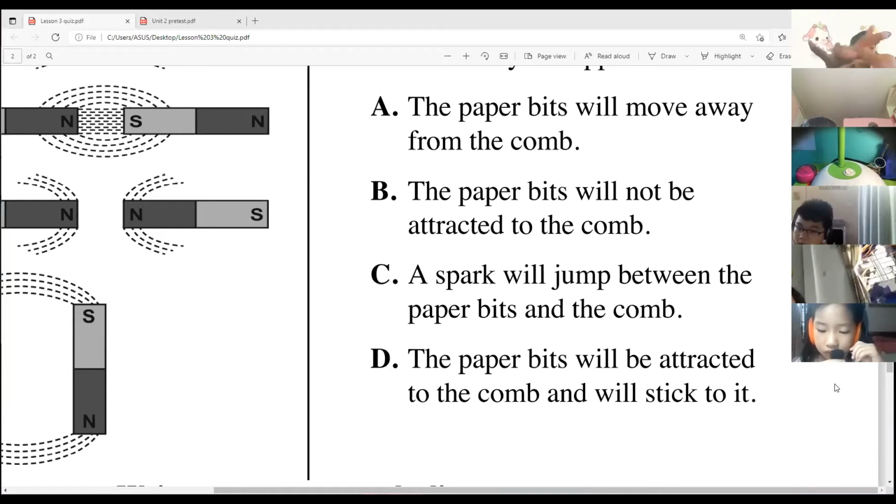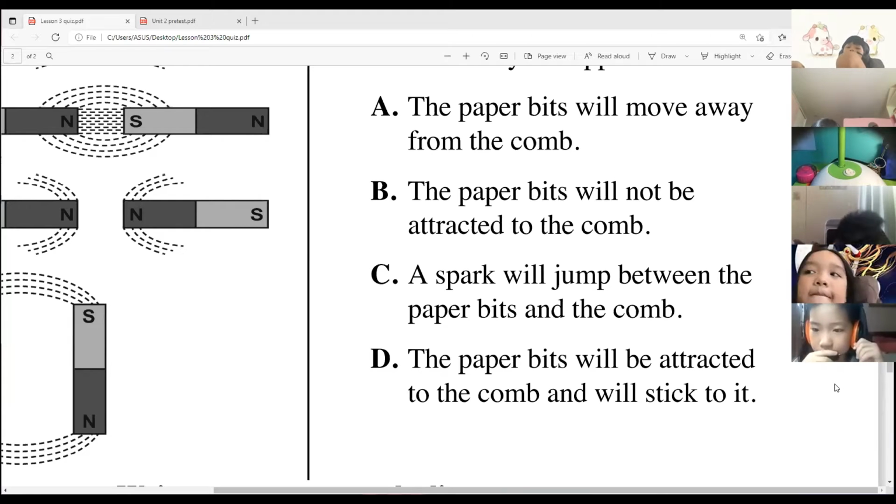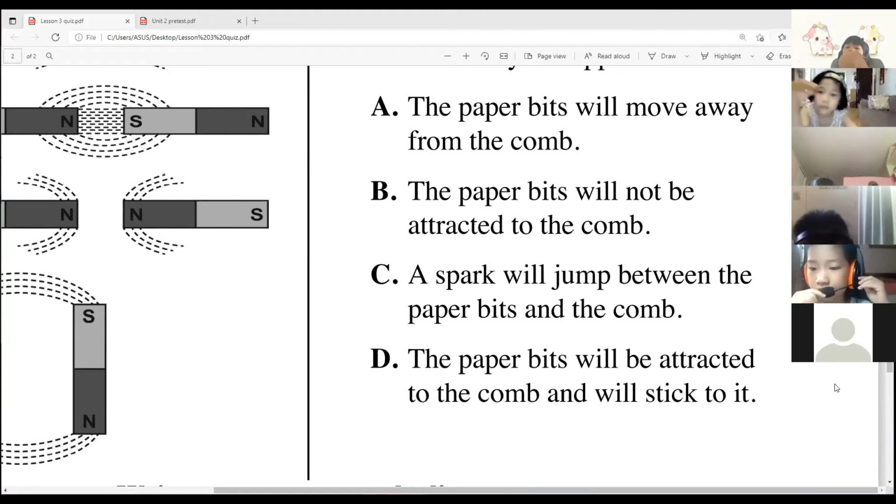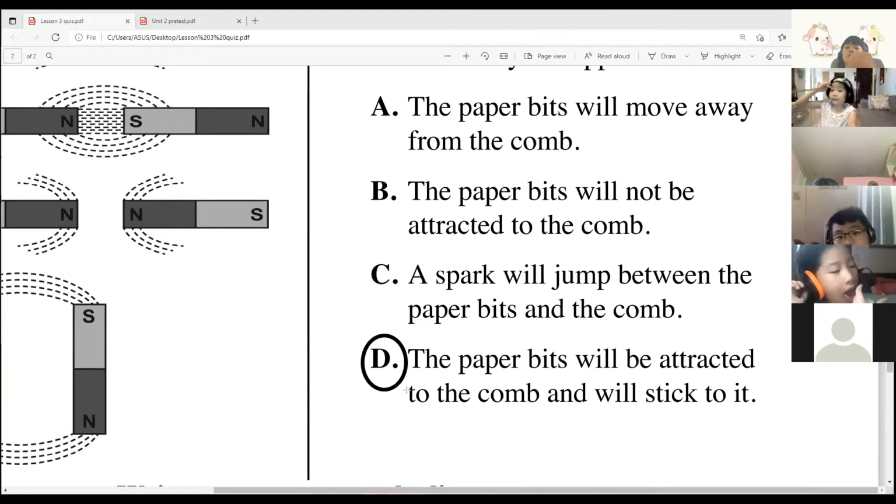A, B, C, or D? The paper bits will be attracted to the comb and will stick to it. Exactly, guys. If you remember your static electricity, it can cause things to stick to the balloon or the comb or whatever you use to produce static electricity. Some of the paper bits will be attracted to the comb and will stick to it. It almost kind of works like a magnet, because there are so many negative charges.